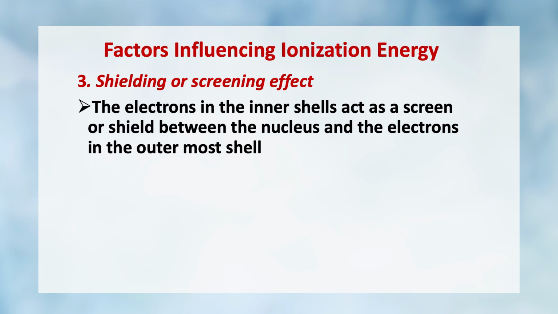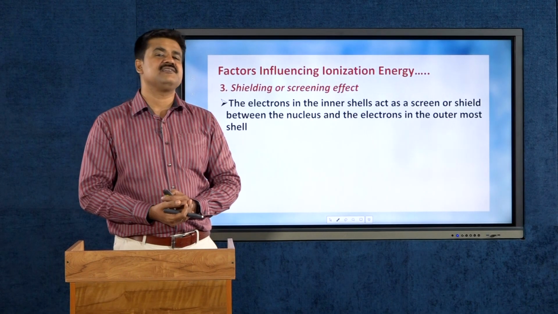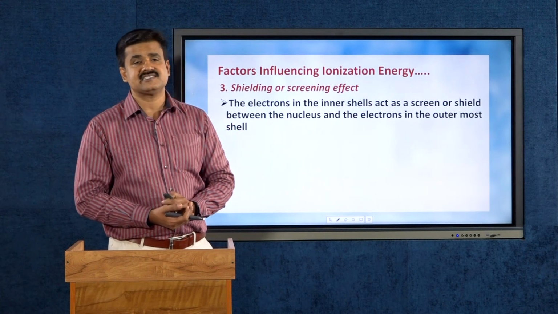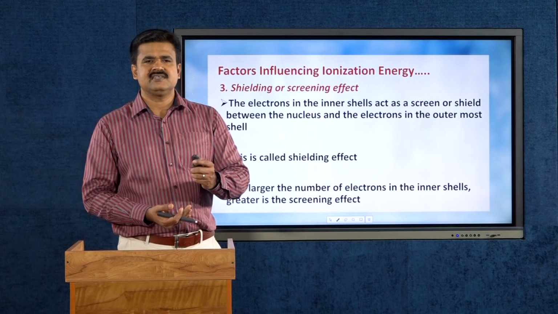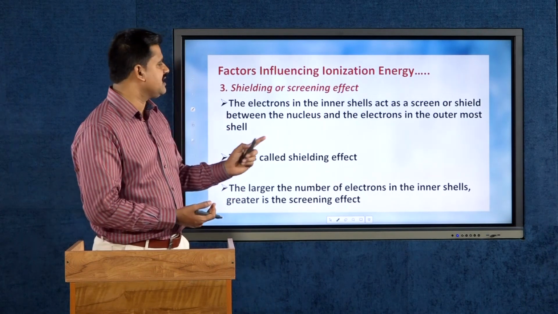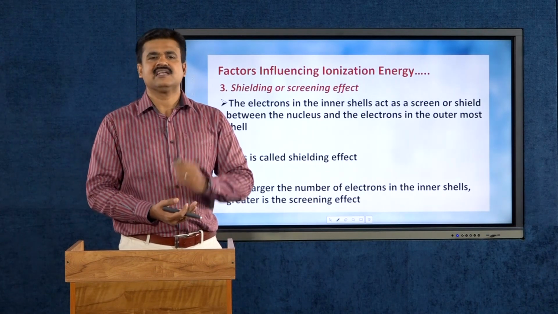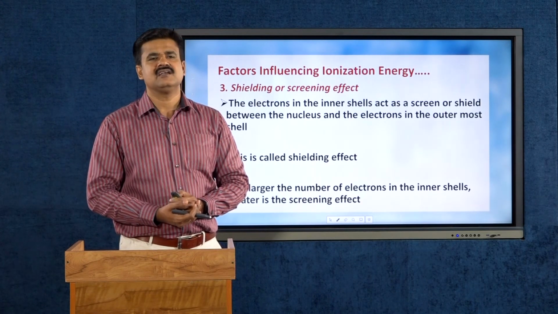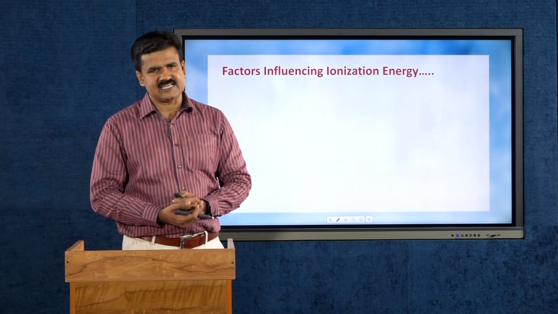Now the third factor is shielding or screening effect. The electrons in the inner shell act as a shield or screen between the nucleus and the electrons in the outermost shell. Such an effect is called shielding effect. Shielding effect has some effect on ionization enthalpy. And the larger the number of electrons in the inner shell, greater is the screening effect. So, higher screening effect lowers ionization energy.